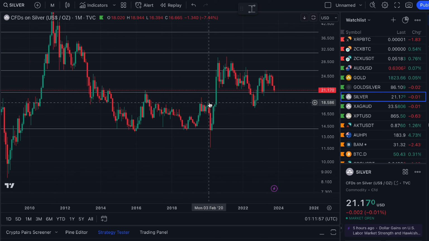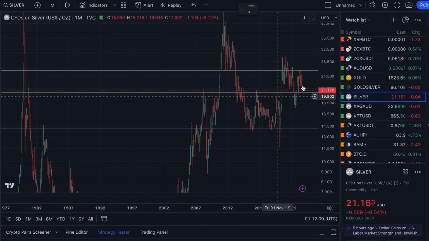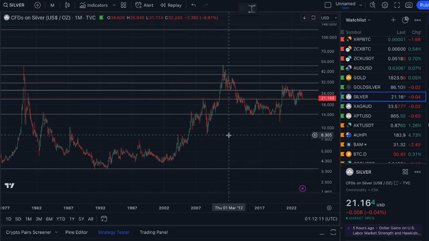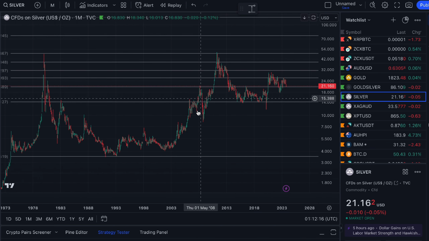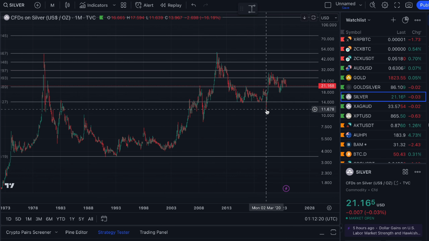And then we have this unusual spike all the way back down to around $11.50 US cents. When was this? Well, this was in March of 2020. What happened in March of 2020? The COVID panic, another black swan event, just like the global financial crisis. So that's why you see this big spike down here.